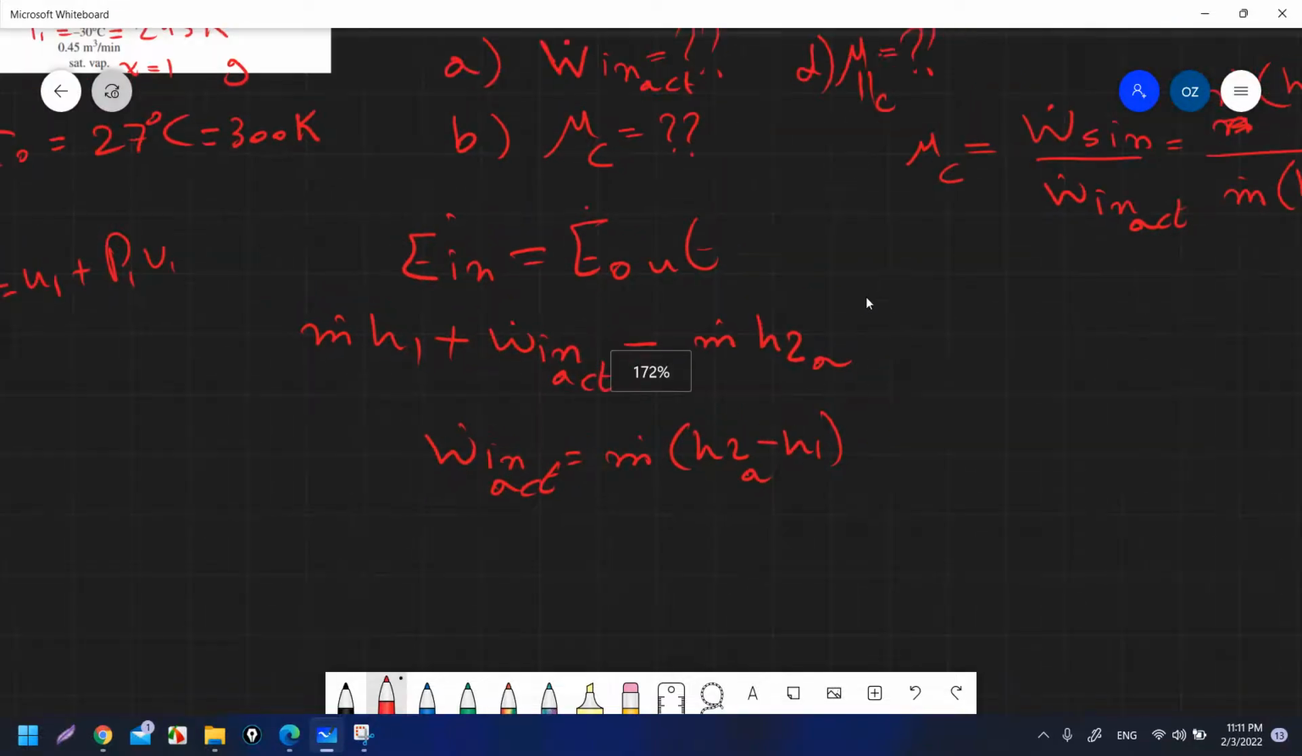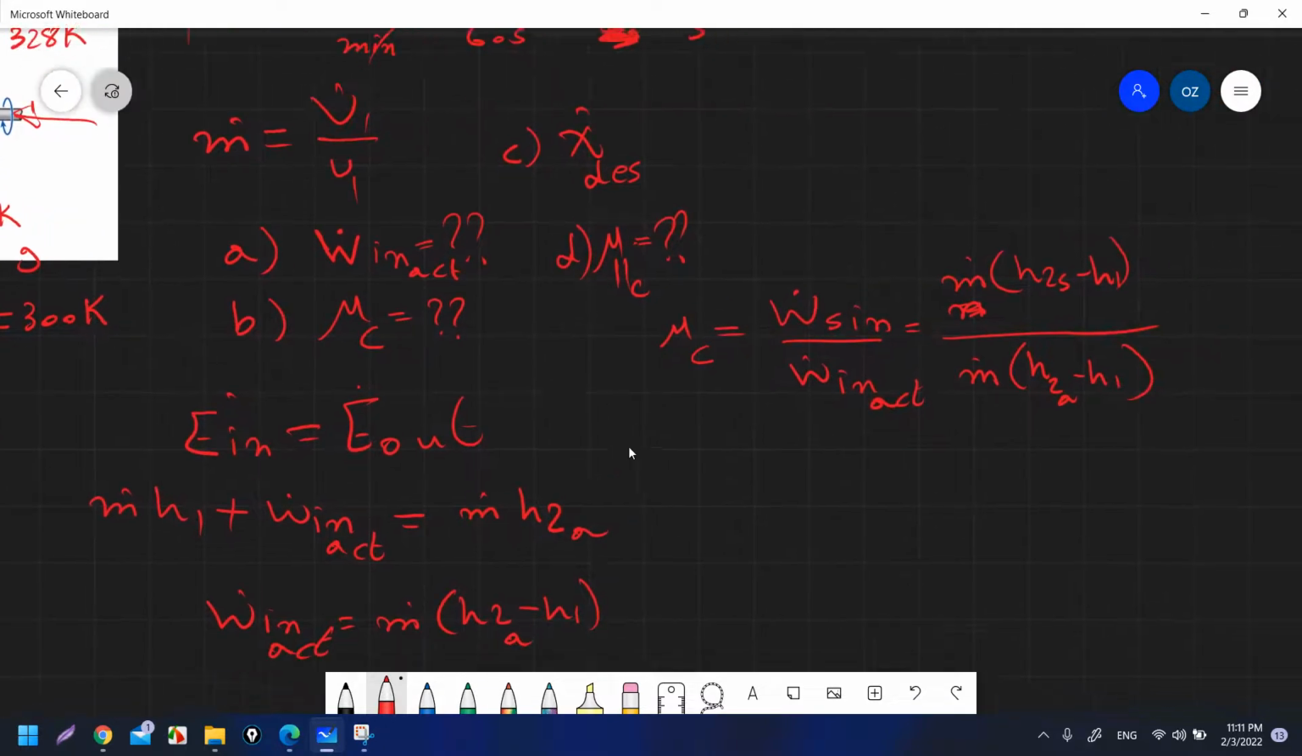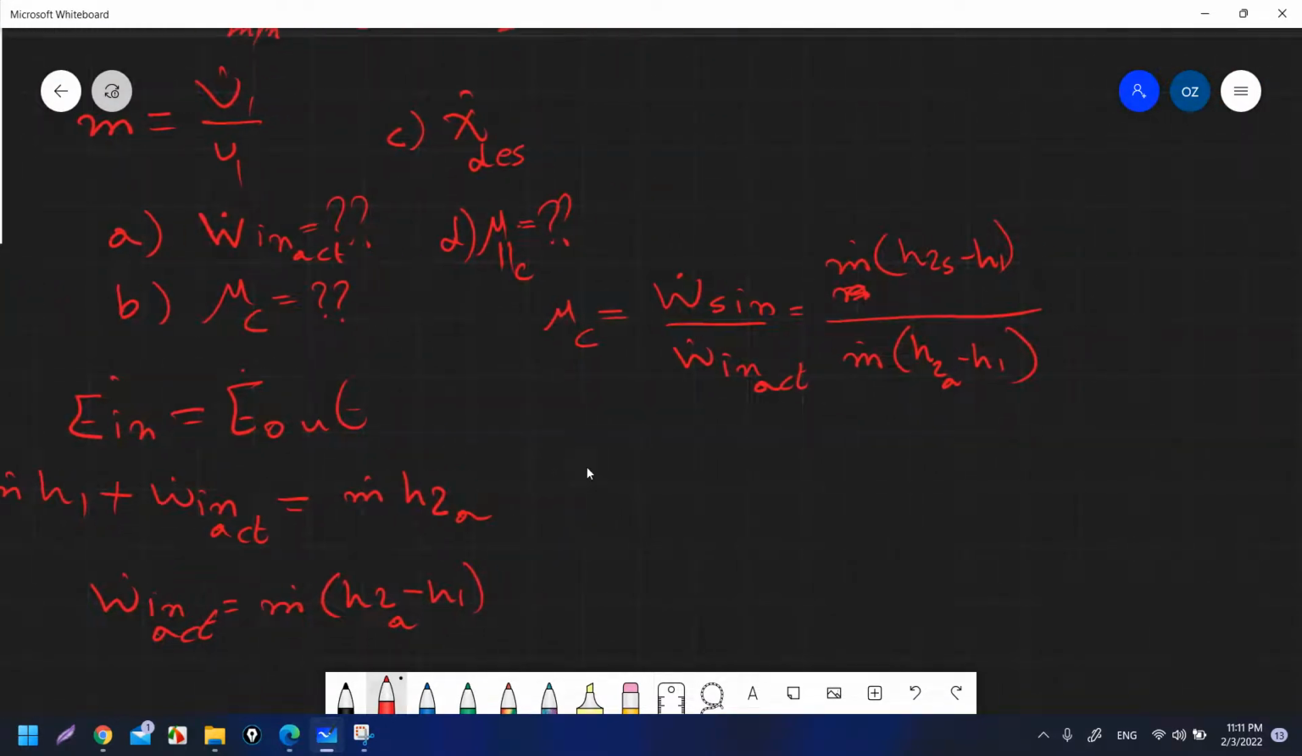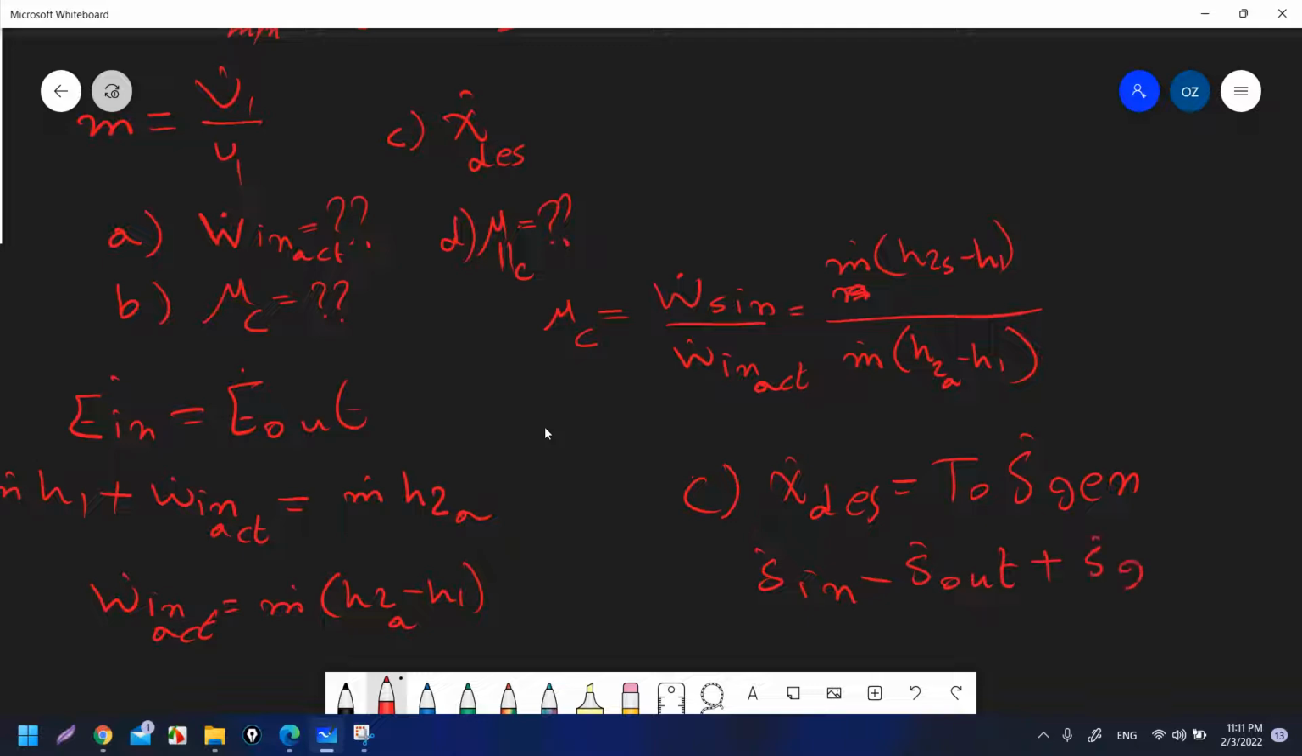Okay, for part C, the exergy destroyed. I will use T naught, the easiest way. T naught S dot generation. Okay, S dot generation comes from S dot in minus S dot out plus S dot generation, the entropy balance.